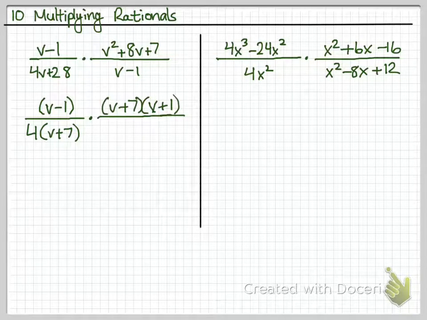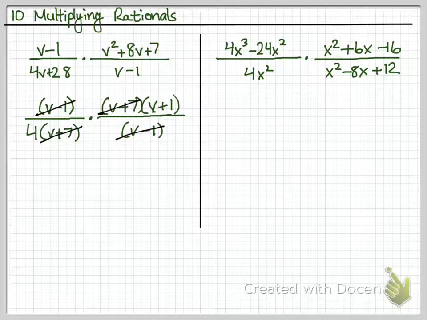The numerator of the second one gets factored as well. It's a basic trinomial, so you split it up into two binomials. The v minus 1 stays as v minus 1. Before we do any canceling of things that are exactly the same, whoops, I canceled there.